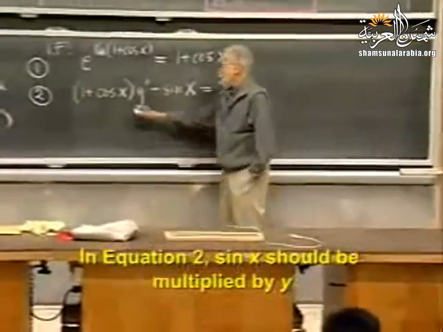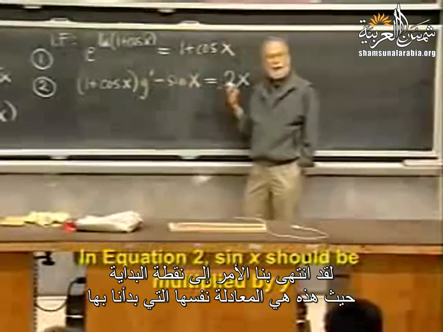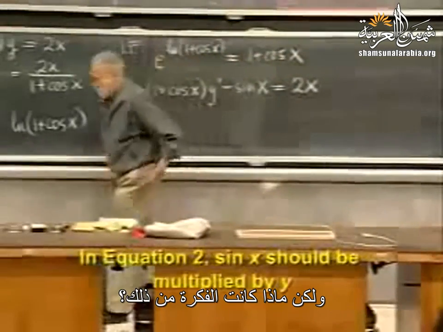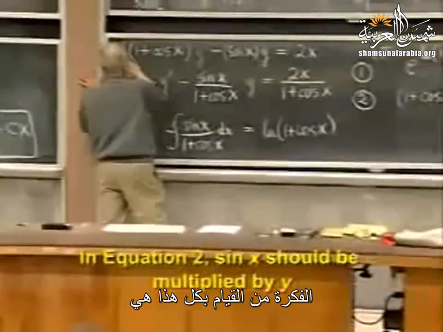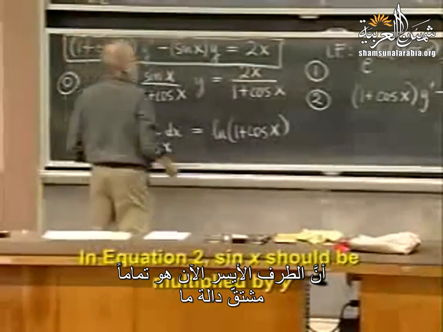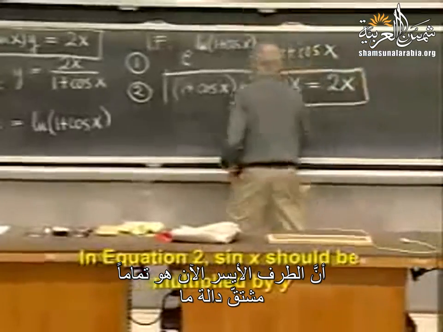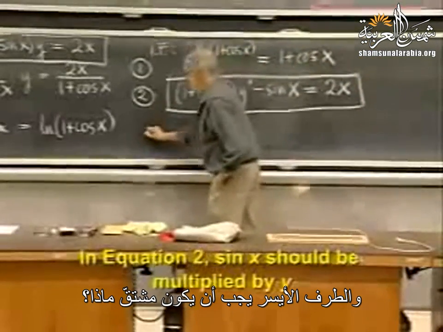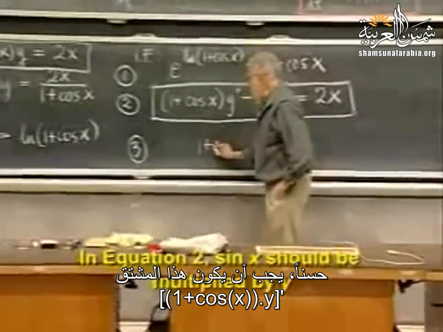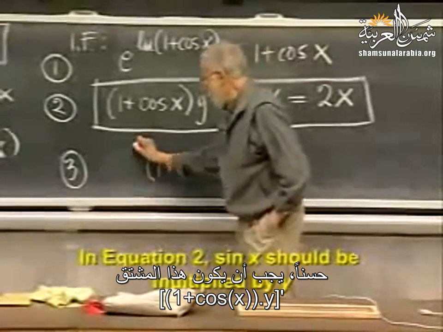Well, the net effect of this is to end up with the same equation we started with. But what is the point? The point of having done all this was because now the left-hand side is exactly the derivative of something, and the left-hand side should be the derivative of what? Well, it should be the derivative of 1 plus cosine x times y, all prime.